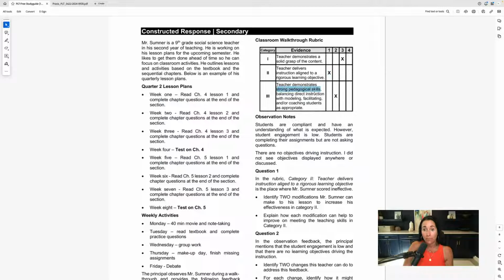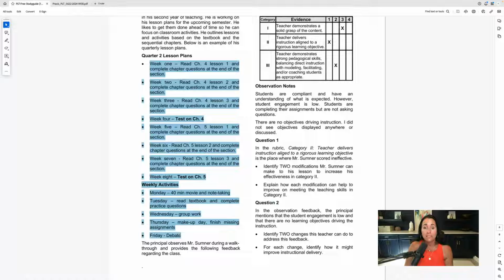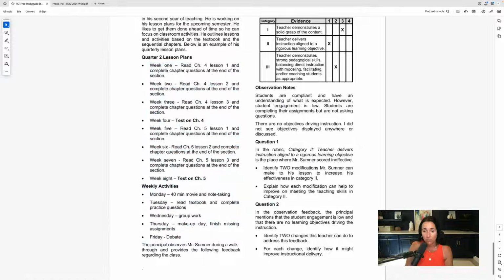And pedagogical skills, that means teaching, he's only at a 2. And I can see why. A 2 is generous here if I were doing this. This is not good. Okay, so let's have a look. Identify 2 modifications Mr. Sumner can make.